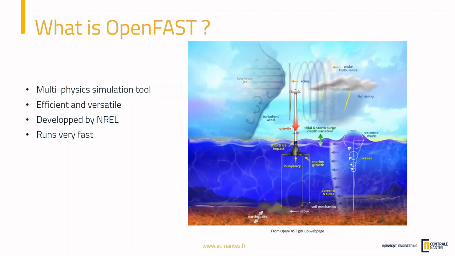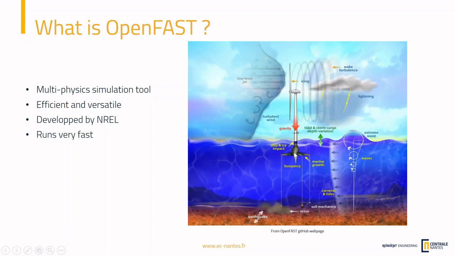So why do we need such a tool for wind turbines? Well, it's because modeling wind turbines, and especially floating wind turbines, can be really difficult because there are many different loads and physical phenomena that can affect the turbine. So first we have the wind. The wind can be of different forms, and usually it's a turbulence. We have the rotation of the rotor. We have the gravity, which is pulling on the tower, the blades, and the platform.